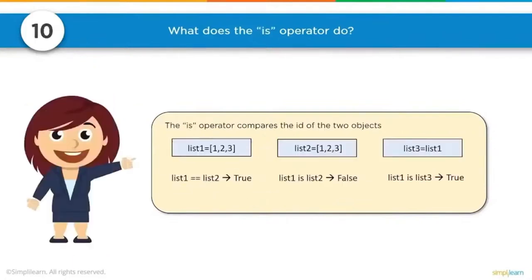Number 10. What does the is operator do? The is operator compares the ID of the two objects. And you can see in here where list1 = [1, 2, 3], list1 == list2 is true. And you have the double equals in Python, of course. And you can do list1 is list2, where list2 = [1, 2, 3], is false. List1 is not list2. It equals it, but it's not the same object. And if we do list3 = list1, then list1 is list3 is true.